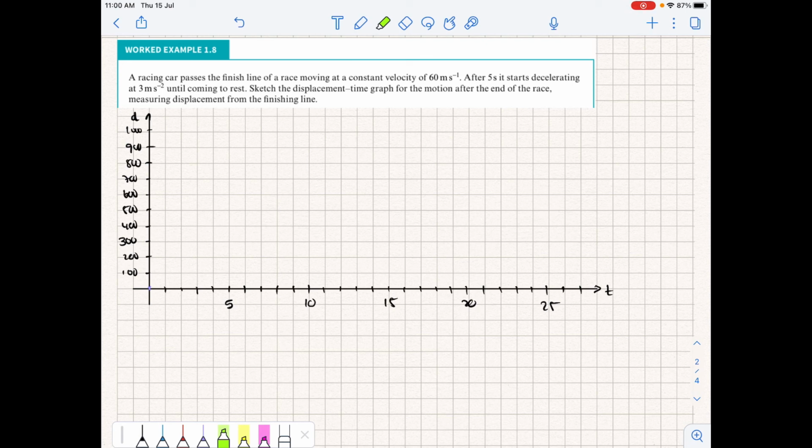periods of different velocity. The first 5 seconds is constant velocity. And the next 5 seconds until rest, we can see that we have deceleration, meaning we have changing velocity until the car comes to a complete stop. So we're going to have two different stages that we need to work out, and we need to work both of these stages out separately initially, and then we're going to combine them at the end, all right?